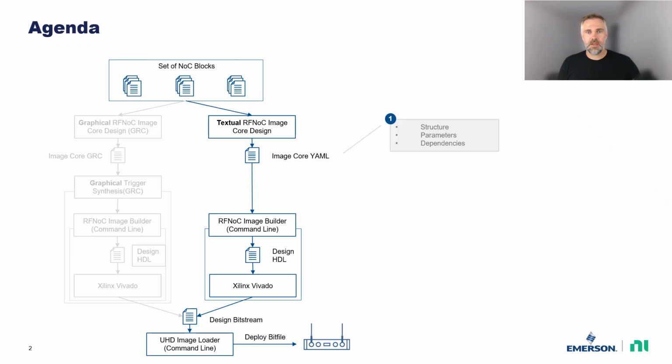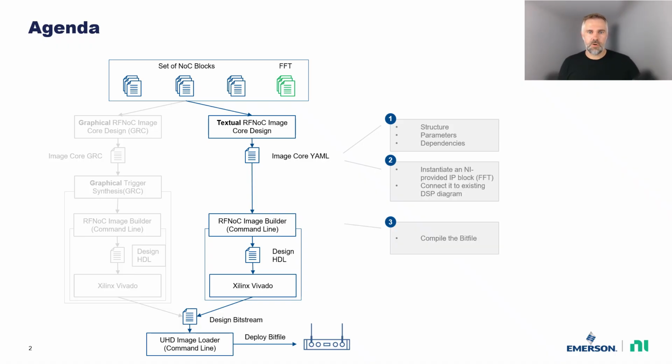First, we'll explain the key file that describes the FPGA design, the so-called image core YAML file. Then we'll show how to instantiate an additional FPGA IP block in there. We'll show how to compile an FPGA bit file. And finally, we deploy that bit file to USRP X410 and validate that the new FPGA IP block has been properly included. The agenda item number 1 is covered in this video, and items number 2 and 4 are covered in a companion video.